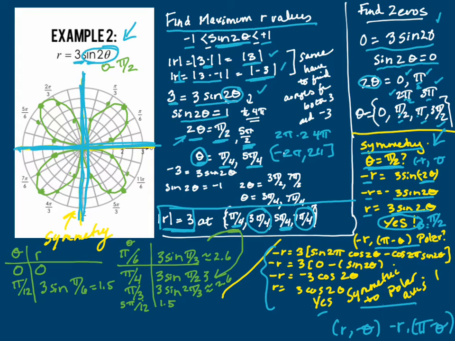I know from finding the zeros, so I'm going to use orange so you can really see it. I know from finding the zeros that it's 0 at 0. So I know I have 0, 0 without plotting it. Pi over 12, I'm going to have to use my calculator, and I get 1.5. So here's pi over 12, and I'm going to plot 1.5.